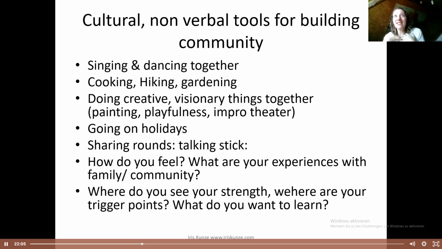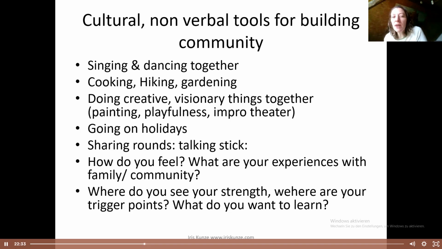So these here are non-verbal tools, cultural, I call them. It's something that is not just on the mind side, but on the creativity side and the intuition and the heart, emotional side, like singing and dancing together. There are so many options and nice kinds of singing and dancing that you can use for creating community.